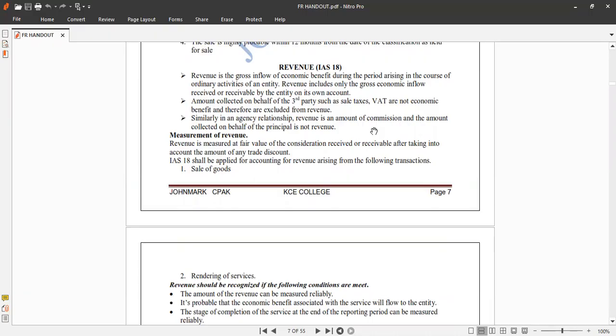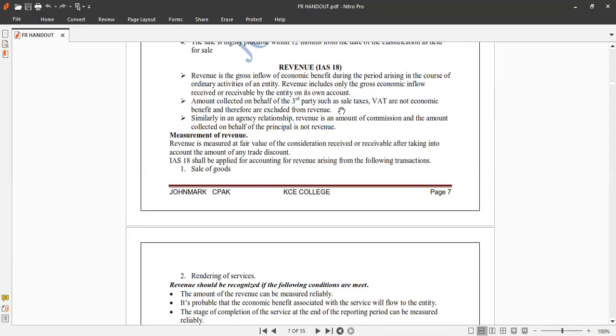Then we have revenues. That's under IAS 18. And what do we mean by revenue? Revenue is the gross inflow of economic benefit during the period arising in the course of ordinary activities. It is income that you get from day-to-day operations, that's what you call revenue. Now, revenue includes only the gross economic inflow received or receivable by the entity on its own account. Amounts collected on behalf of a third party, such as sales tax, VAT, are not economic benefits and therefore excluded from revenue.